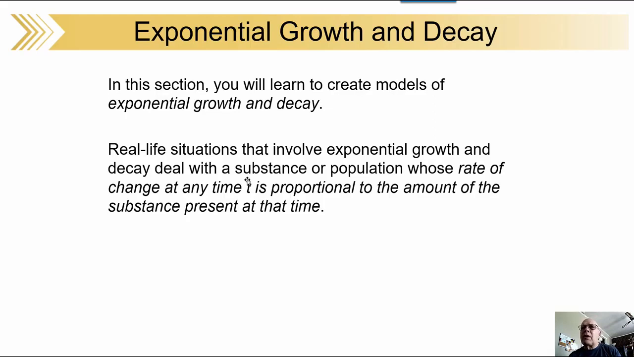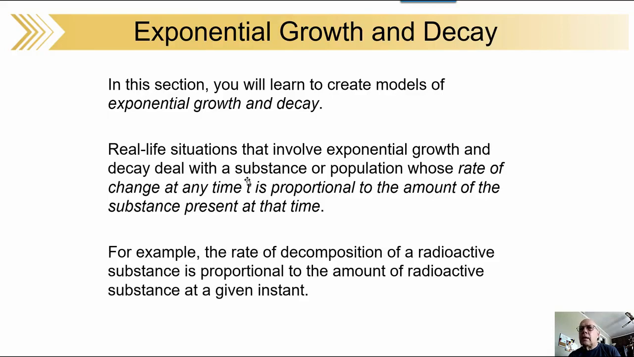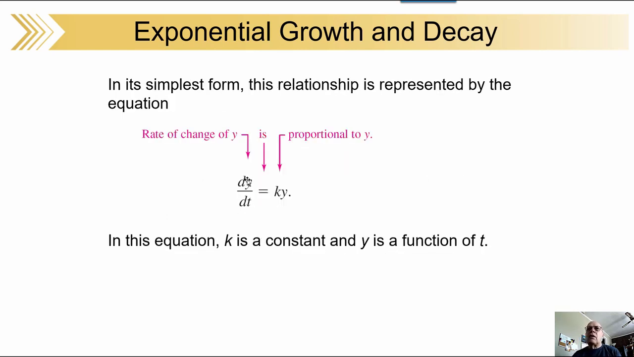So we'll look at population, we'll look at radiation decay, and if we're Marie Curie, we should have stayed away from the radium. Okay, this is what it sort of looks like for us. There's the derivative, there's our constant, and there's a variable.